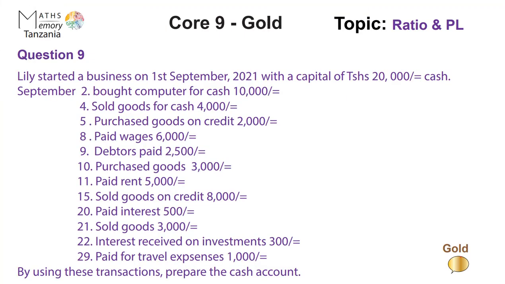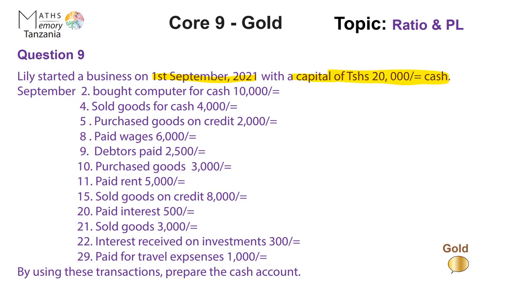Question 9, core 9, gold ratio and P&L. Press pause. Let's create this cash account given these transactions. Press play when you're ready. So Lily started a business on the 1st of September 2021 with a capital of Tanzanian shillings 20,000 in cash. That's how much she injected into this business.